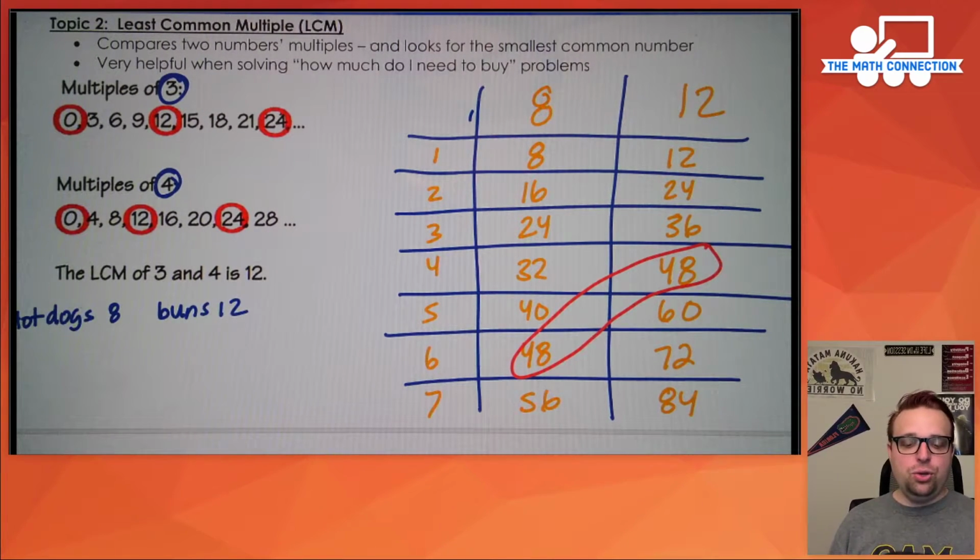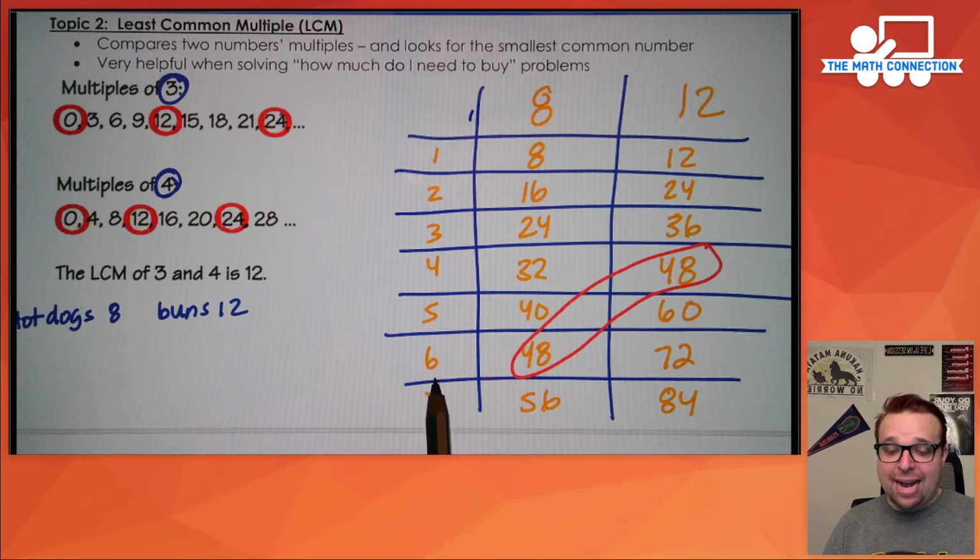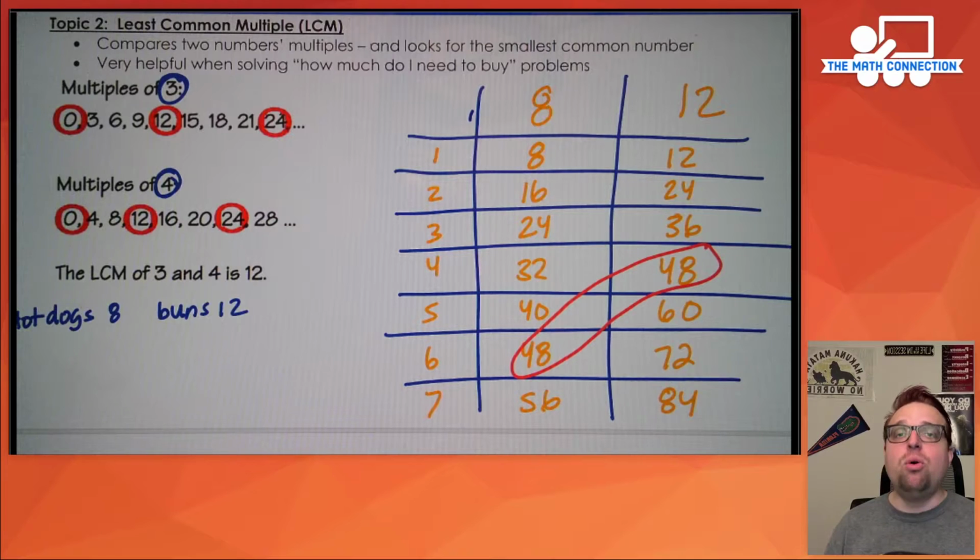Okay, so you would have to buy 6 packs of hot dogs and 4 packs of buns in order for you to end up with 48 hot dogs and 48 hot dog buns. So that's the solution to that problem.